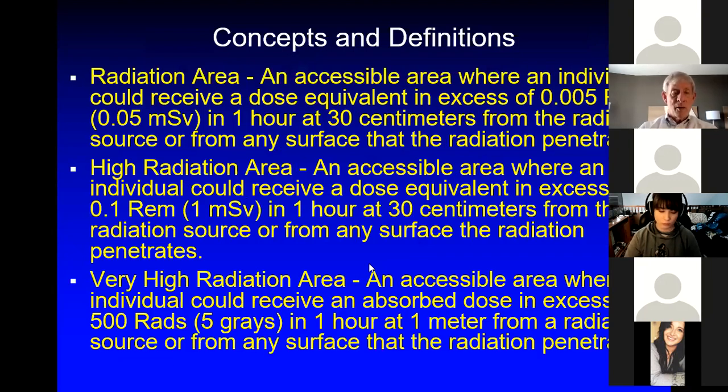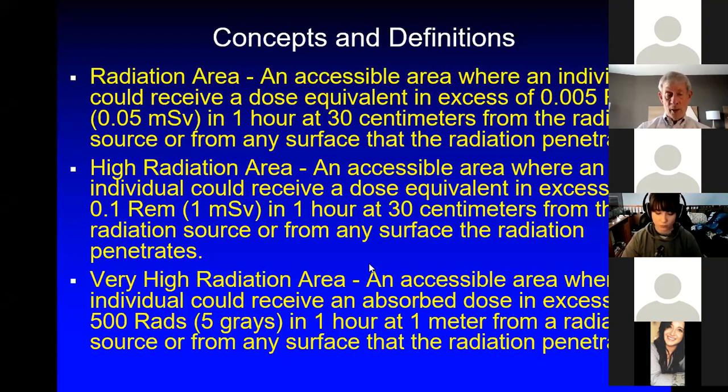The first one, radiation areas, it says 0.005 of rem, that's 0.5 millirem. And if it's 0.5 millirem, at 0.5 milligram, we divide by 100, we get 0.05 of the millisievert. The high radiation area says it's 0.1 rem, that's 100 milligrams.